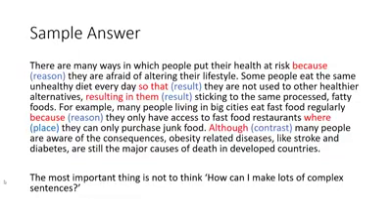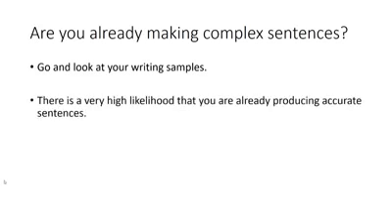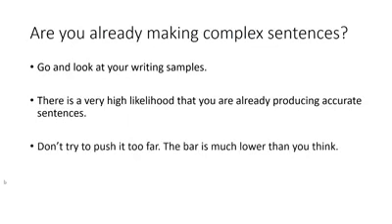However, many of you just need help making sure that these complex sentences are accurate. So are you already making complex sentences? Go and look at your writing samples. Go and look at, especially if I've given you a correction before, look at some of your accurate sentences, or sentences that were 90% accurate. Look for ideas, look for dependent clauses, look for independent clauses, look for conjunctions especially, and you will be amazed at how many complex sentences you are already making. There's a very high likelihood that you are already producing accurate, complex sentences. Don't try and push it too far, alright? If you learn anything from this, is the bar is much lower than you think.